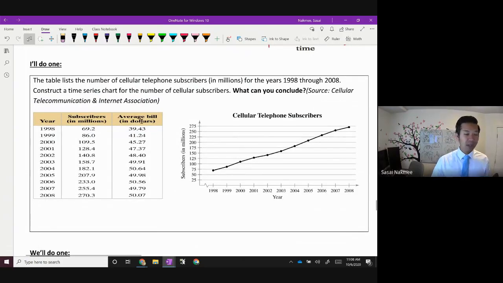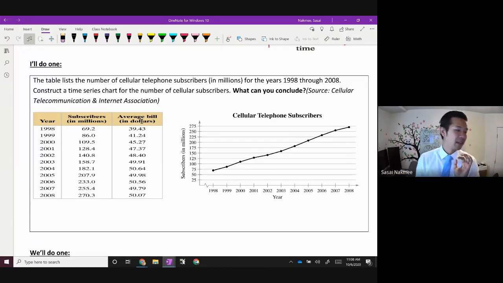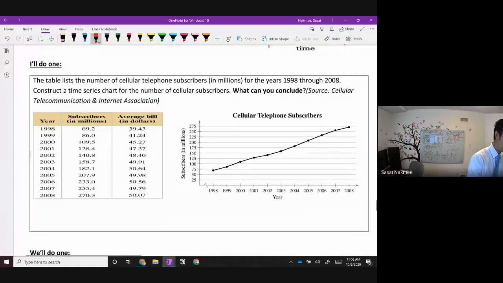So this is very similar to your scatter plot, except it's not going to be scattered, right? Each of the x values will be for a specific time, right? So if I have this recorded for 1998, I will not have anything else recorded for 1998 for this measurement of subscribers, right? This is the graph for subscribers. So the table lists the number of cell phone subscribers for the years 1998 through 2008. Construct a time series chart for the number of cellular subscribers. So we're going to do this one first. We're just going to be focusing only on the cell phone subscribers, not on how much their bills cost, right?